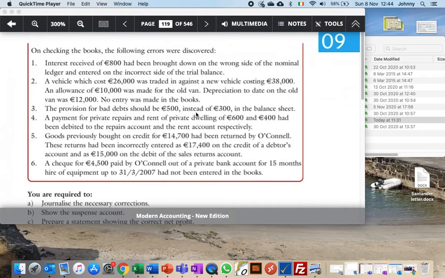And if the wrong number was put in, it would have affected my trial balance. So therefore I must have a suspense for the opposite amount. Okay, so suspense account for 200 and it'll be the opposite side.